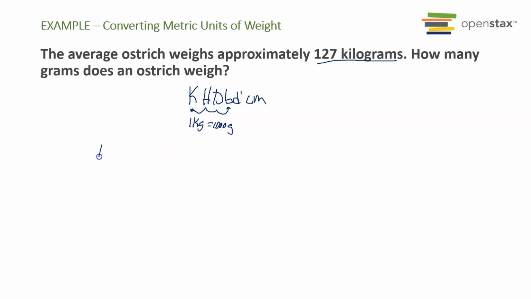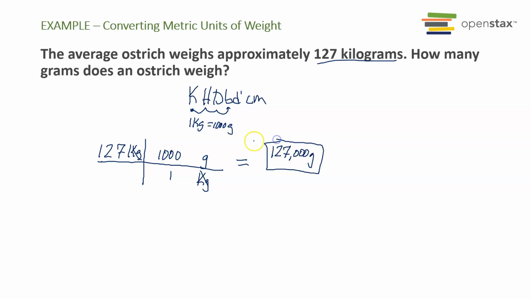And so by the table, if we wanted to do it that way, 127 kilograms, and then we put kilograms on the bottom, we put grams on top. And so 1 kilogram is 1,000 grams, and so we're multiplying across, canceling the kilograms. And so that's 127,000 grams.